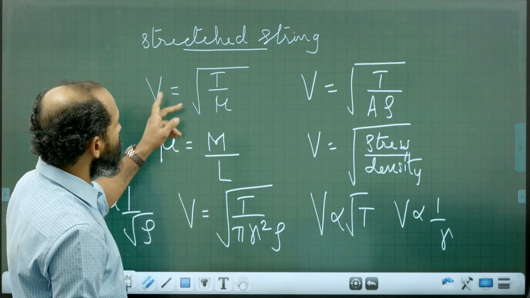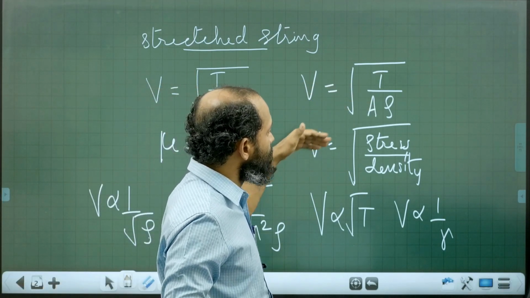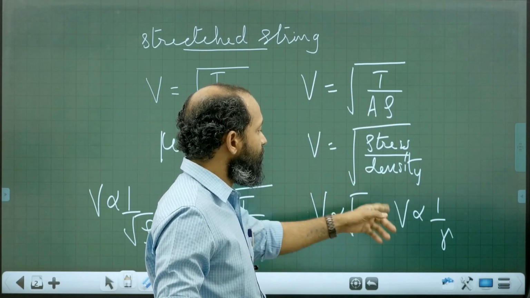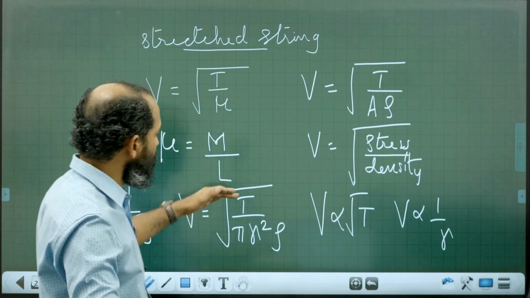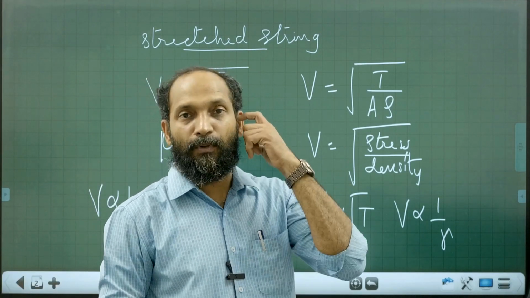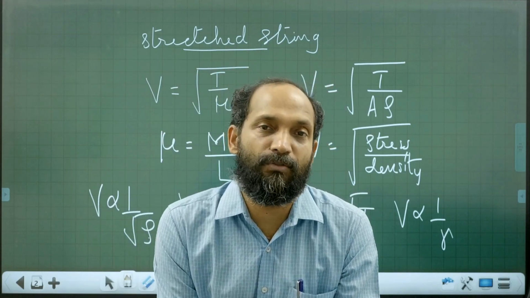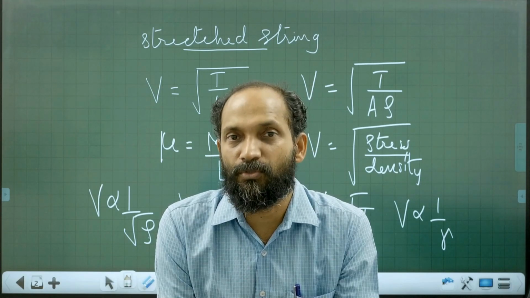So V equal to root T by mu, V equal to root T by A rho, V equal to root of stress by density, V proportional to 1 by r, V proportional to root T, V equal to root of T by pi r square rho. All these are very important equations, based on which you can answer the questions so easily.